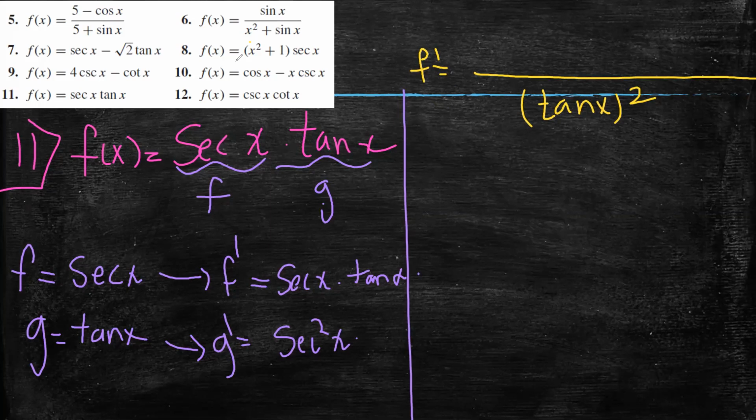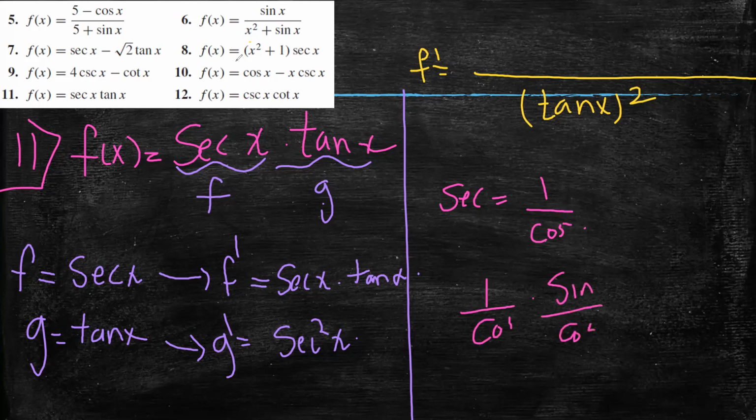From the beginning, you mean? Okay, what is the secant? It is 1 over cosine. So if you want to say that the secant is 1 over cosine and the tan is sine over cosine, you will say it is sine over cosine squared.